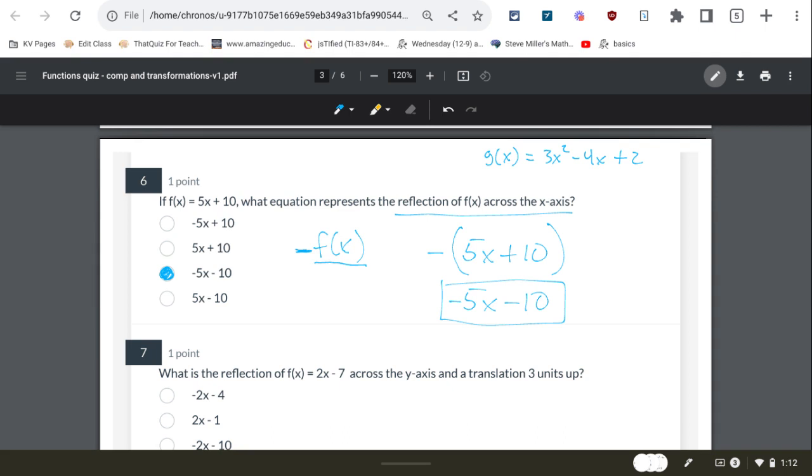All right, the answer you should have gotten was negative 3x squared plus 4x minus 2.